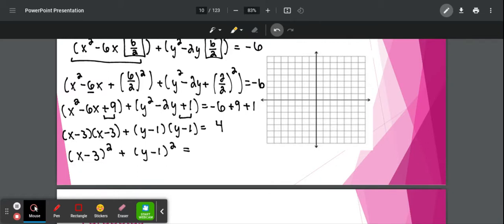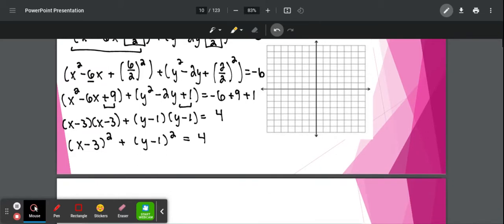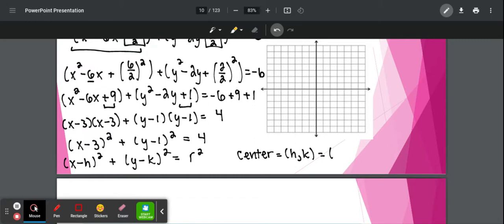And this is that general form, or that standard form, of x minus h squared plus y minus k squared equals r squared. So if we look at our equation, we know that the center of our circle is the h and the k. And in this case, h is 3 and k is 1. And because r squared is 4, that would mean that the radius is 2.